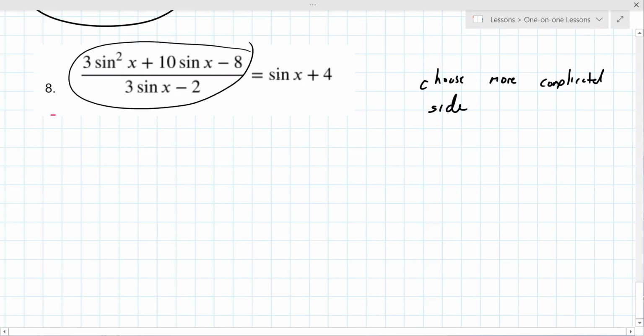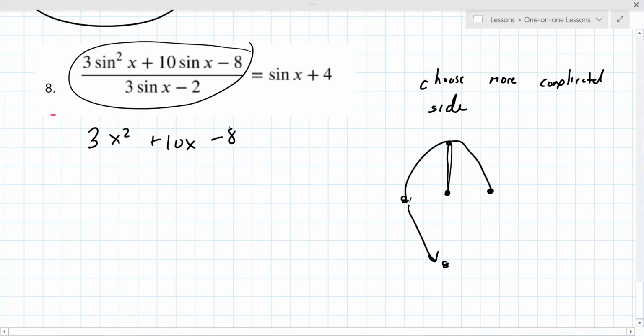And this is where it's like, well, what do I do? Sometimes you take a step and it was the right step, or maybe it was the wrong step, and you take another step. It's okay to take some wrong steps because you'll eventually get to where you need to go. If the top were 3x squared plus 10x minus 8, what would you just naturally do? You might factor here.